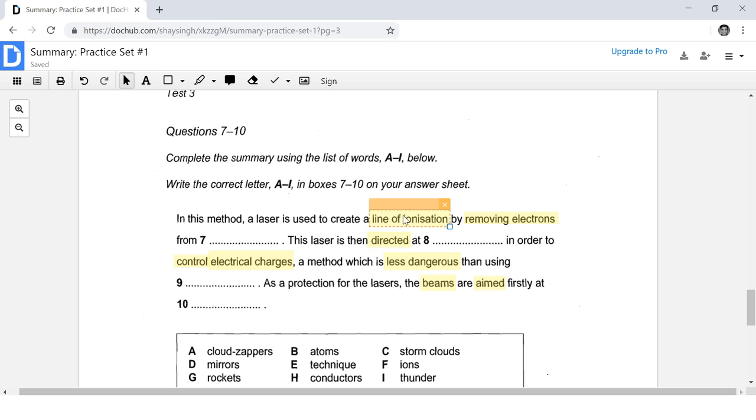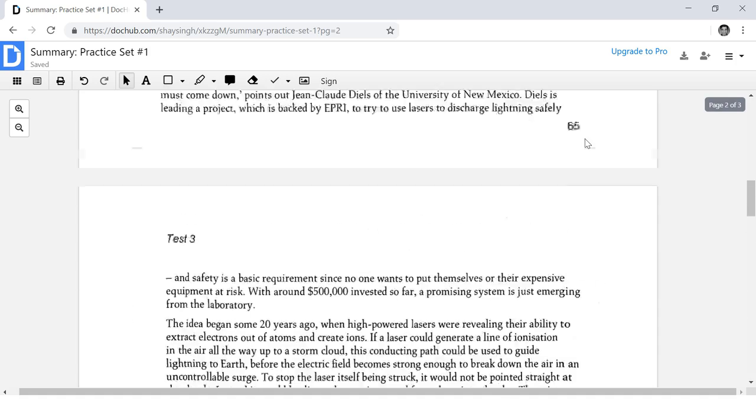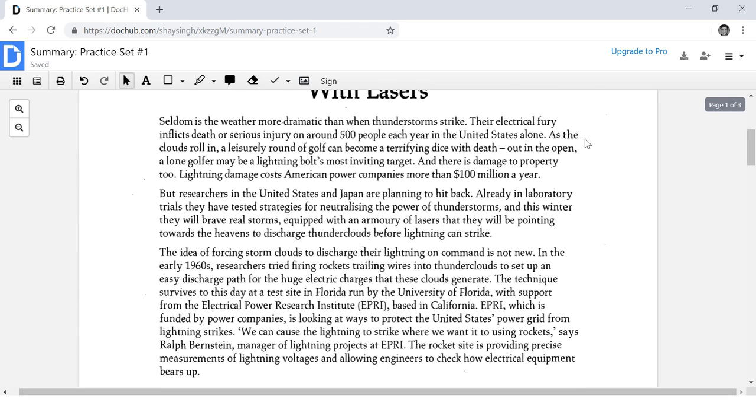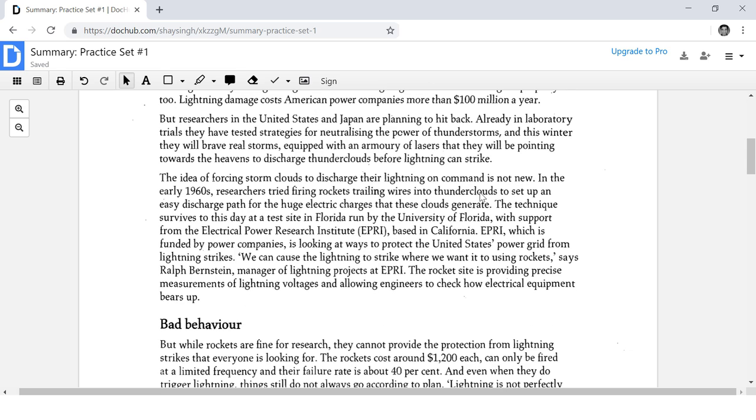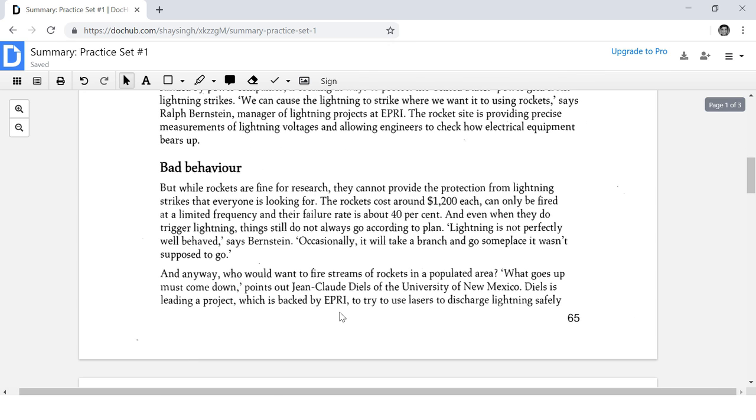Now let's go ahead and start to look for this keyword ionization. That's a pretty good keyword. And electrons is also a good keyword. So I'm going to be looking for ionization and electrons. Here we go. Let's start to scan. Ionization and electrons. Okay, don't see anything yet.